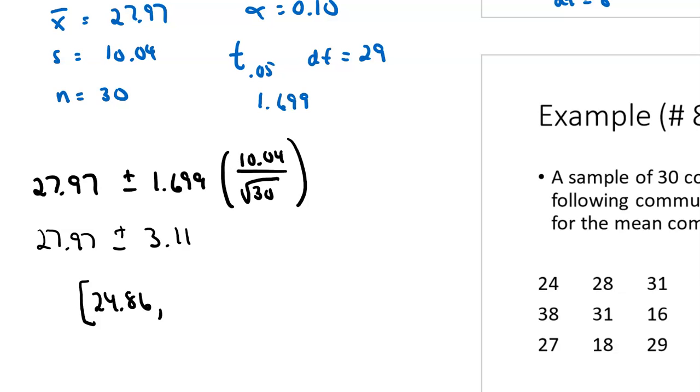And then the other version is to go back to what I typed and replace that minus with a plus. 31.08. All right, so I'm 90% confident that the actual mean of everybody's commute time in Washington, D.C. falls between these two values, between about 29 minutes and 31 minutes. All right, and I did that using t-scores because I only had the standard deviation for the sample and not for the whole population.